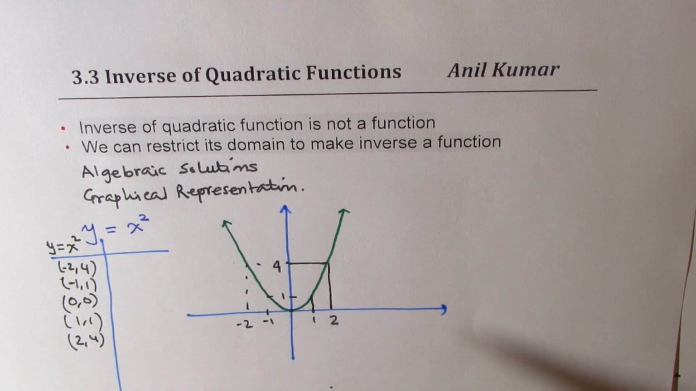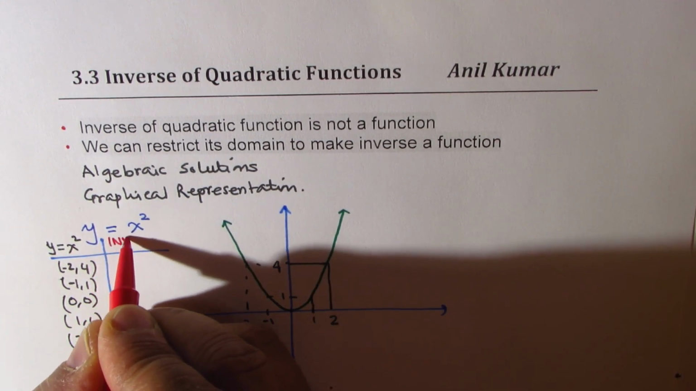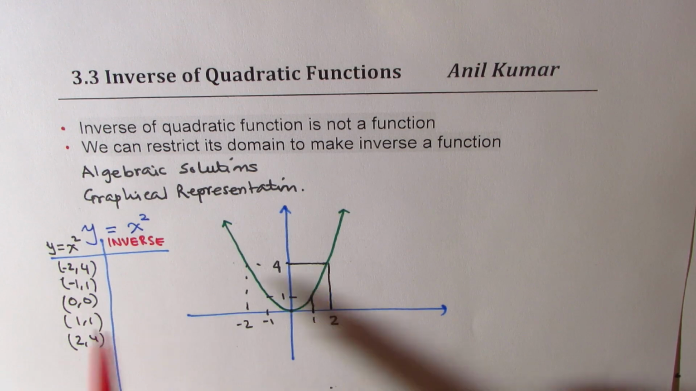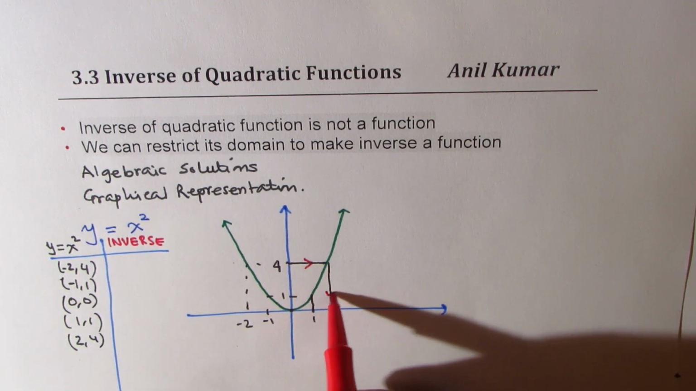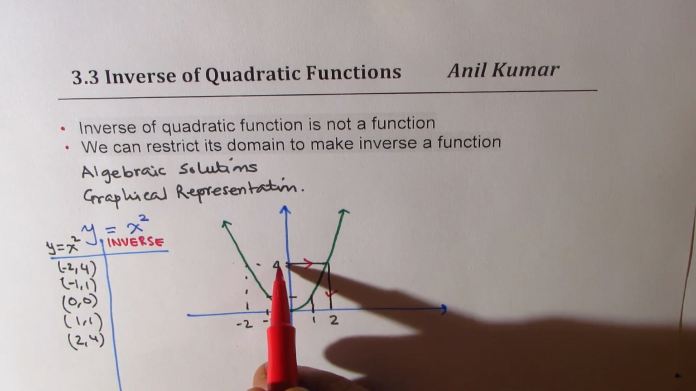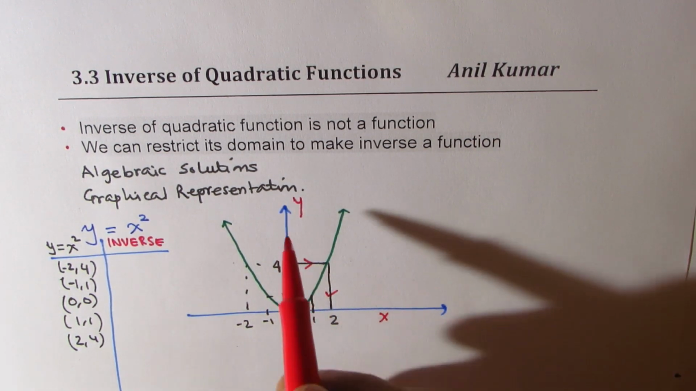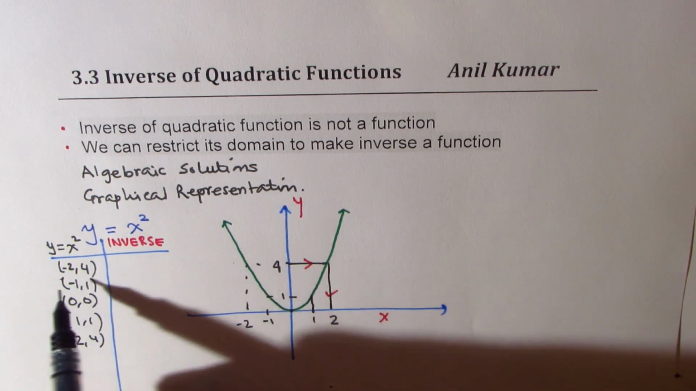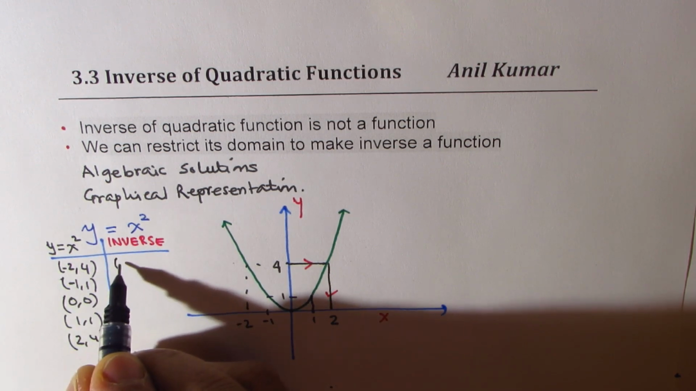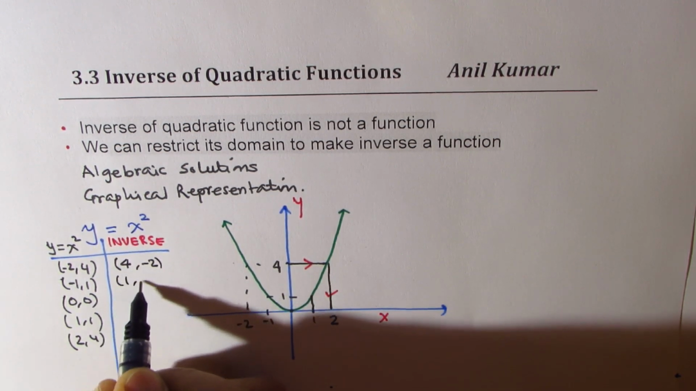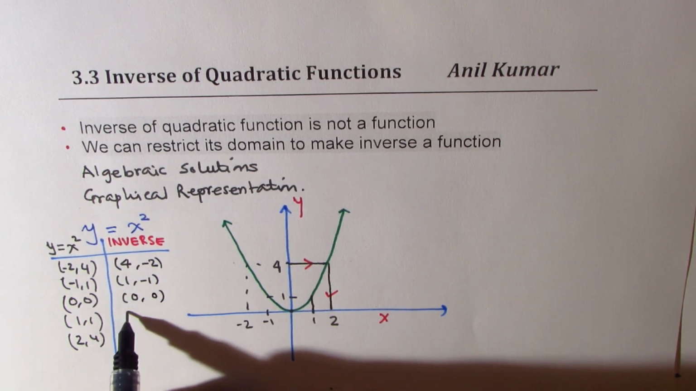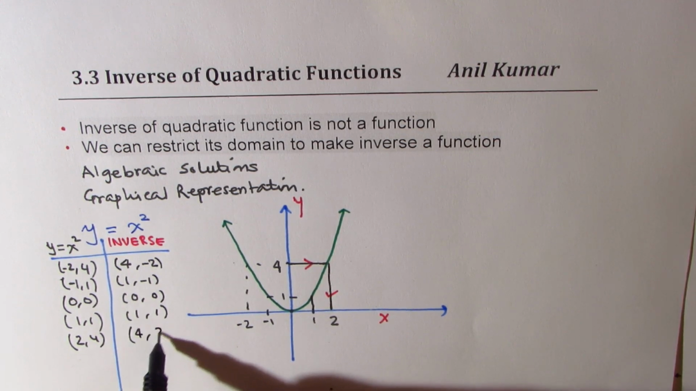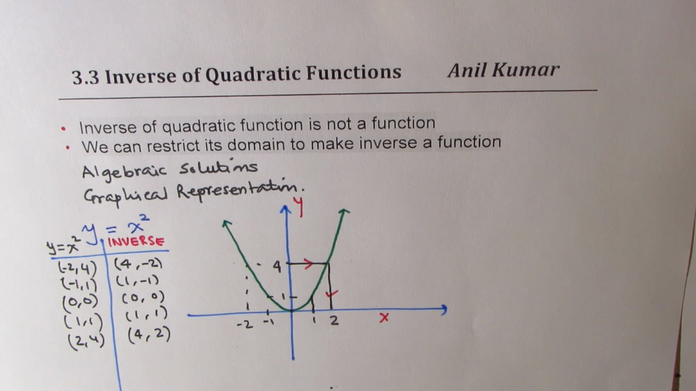Now what happens when we reverse? So when we say inverse, that means in inverse we kind of go in a different direction like this. So from output, this is y, the output, input x, we from output try to get the input. Do you get the idea? So the inverse will be, let's flip these values. We get 4, minus 2. We get 1, minus 1. 0, 0 remains. 1, 1 is invariant. It doesn't change. And here we get 4 and 2. So that becomes the inverse operation.